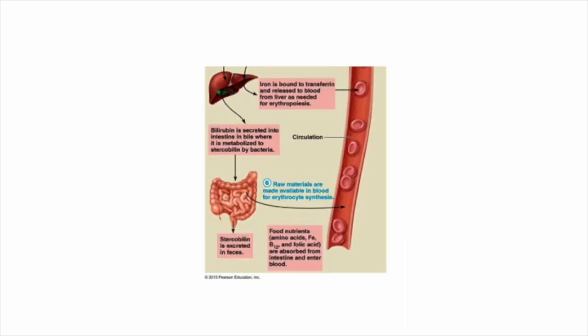Now the leftover part, this part of the heme group that cannot be reused, is known as bilirubin. It's a funny word, it sounds like a person's name. That gets picked up by the liver, and that is going to get secreted into the intestine.